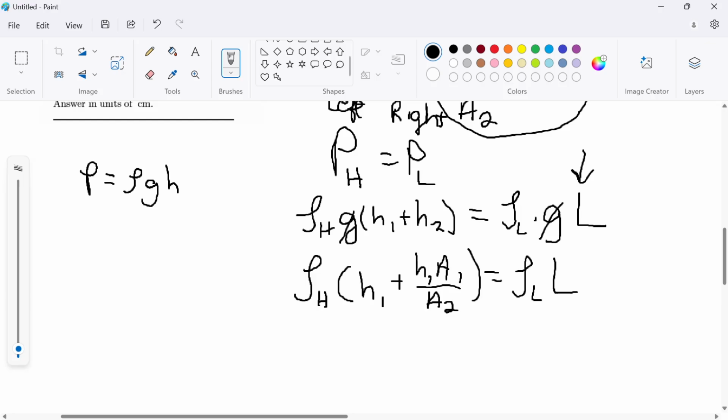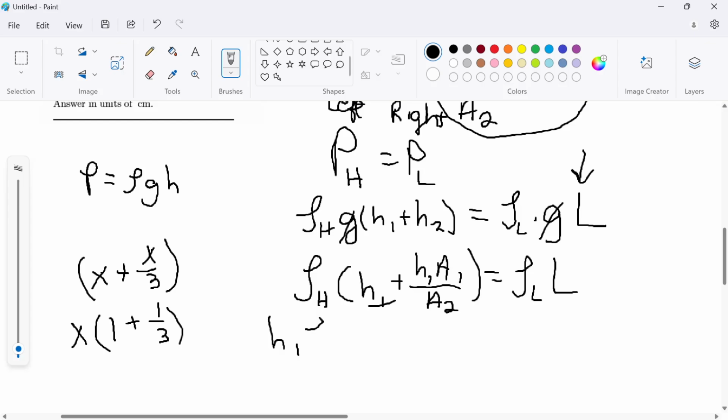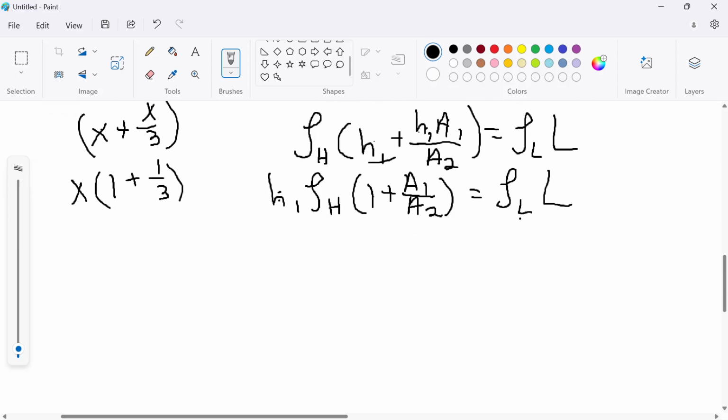All right, now I will factor out H1 so that I can solve for it. It would be like this. If I had x plus x over 3, and I wanted to factor x out, I could write x, and then x divided by x is 1. So I'm going to factor out that H1. H1 times the density of the heavy liquid equals 1, H1 divided by H1 is 1, and that just leaves plus A1 over A2. And that equals the density of the light liquid times that L. And I can't believe I forgot that one.